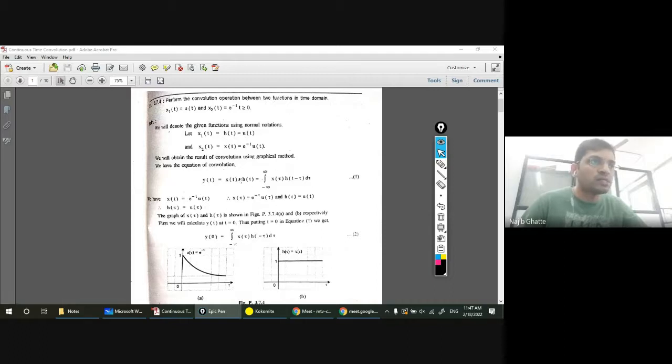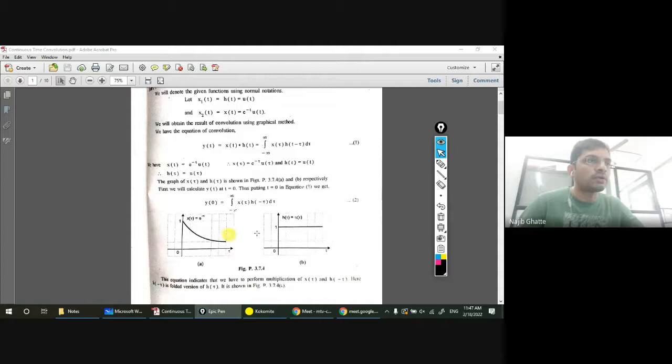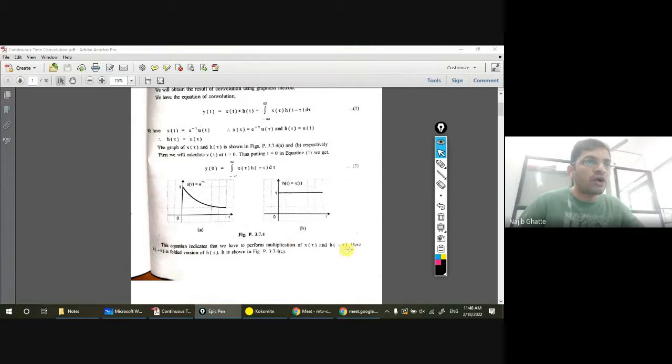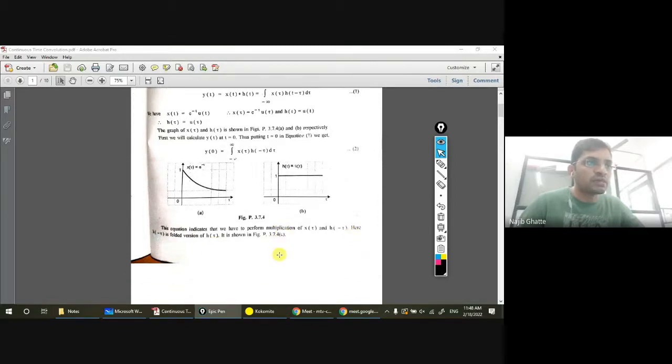We have the equation as here, so this is the equation. You have x of t convolved with h of t, integral from minus infinity to plus infinity, your equation is in front of you. Now you have x of t equal to e raised to minus t u of t, so that will become x of tau equal to e raised to minus tau u of tau, and h of t equal to u, you have changed to h of tau equal to u of tau. You have just merely changed the variables and plotted them over here as a and b. Now in this equation you have to perform x of tau and h of minus tau, the folded version. Let that go, you will not understand what is going on here.